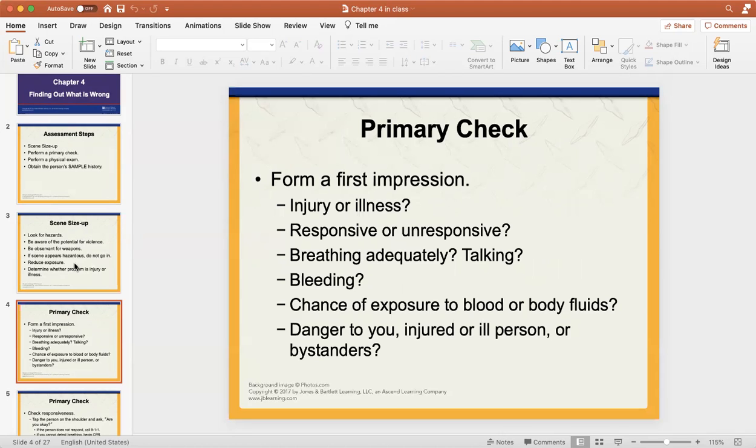You have to form a first impression of what is going on. Does it look like this is an injury or an illness? Is the person responsive or unresponsive? I will go into what we do in that area. Just hold on one second, let me get through this slide. Are they breathing adequately, talking? Do you notice any bleeding? Is there exposure to blood or bodily fluids? Is there also danger to you, to the injured or ill person, or any bystanders?